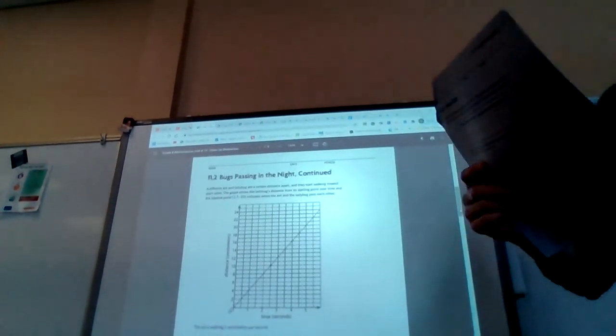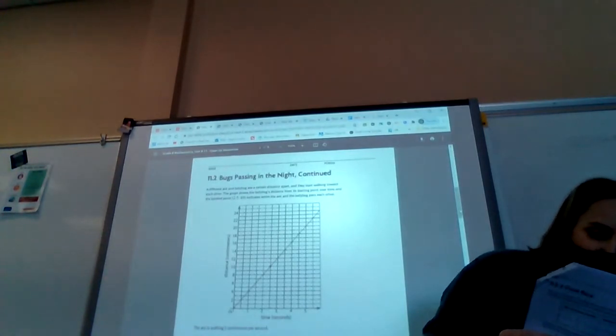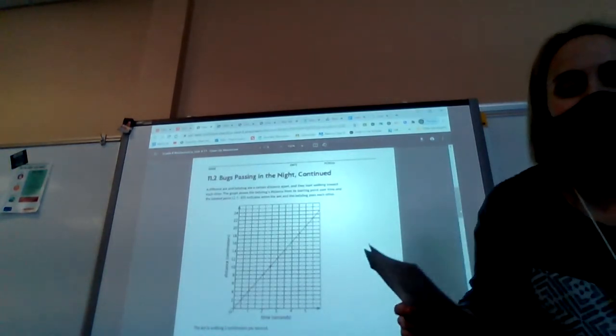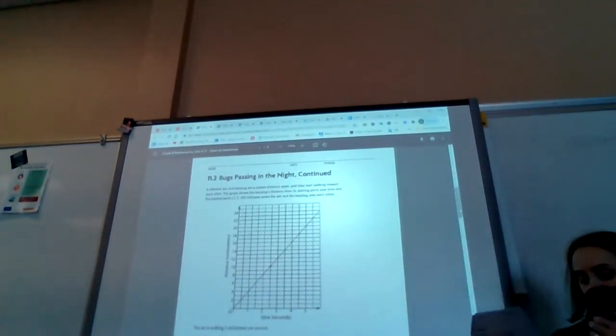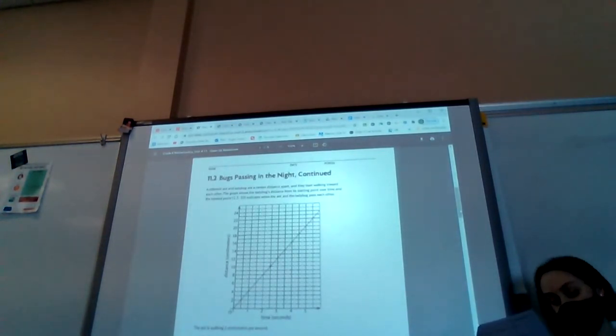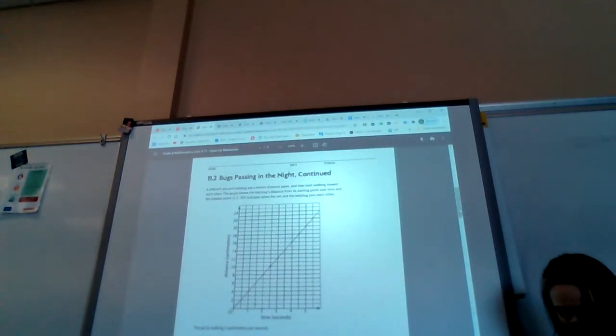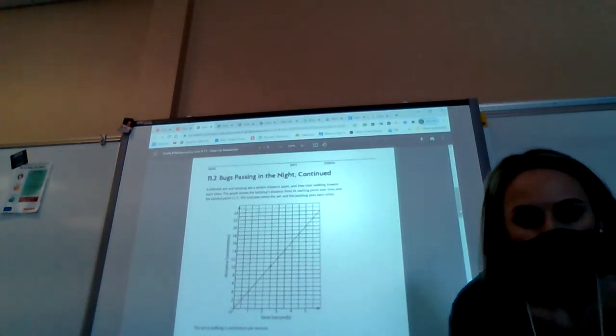So (2.5, 10) is where they pass each other. So that's like 2.5 seconds. And how far have they each walked? How far did they each walk when they crossed? 10 meters or 10 centimeters. They both have to walk 10 centimeters.